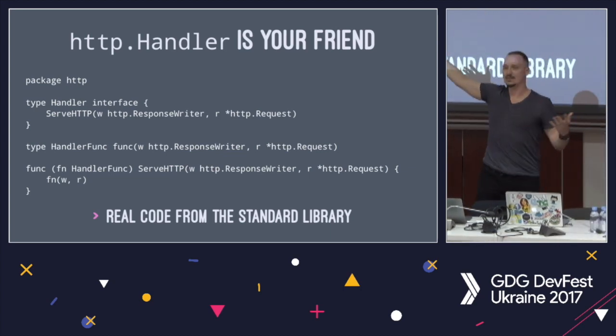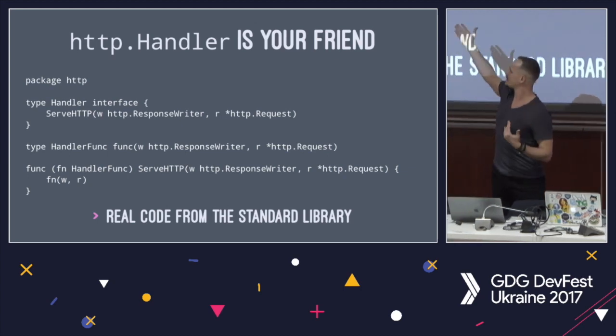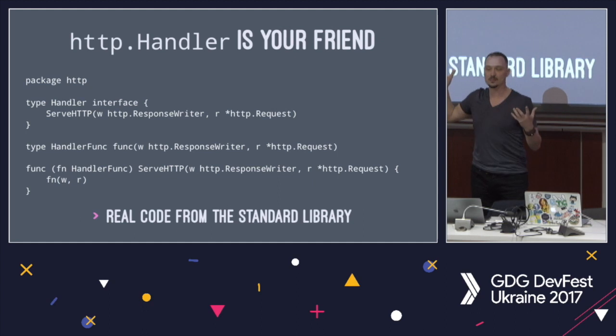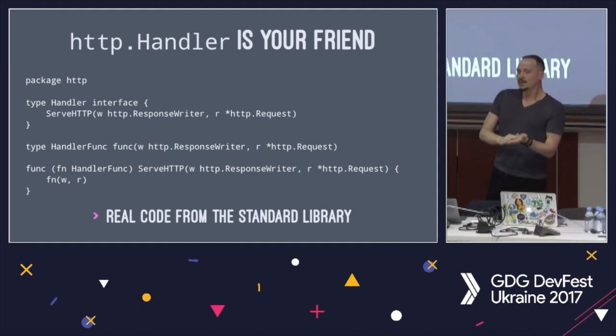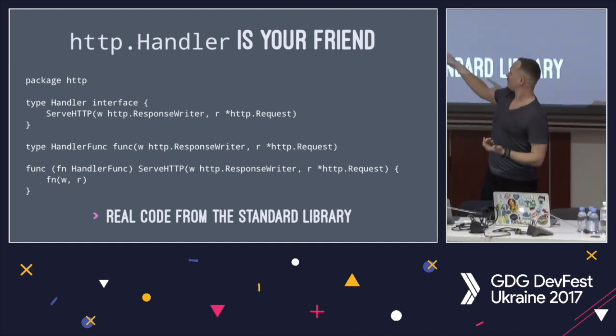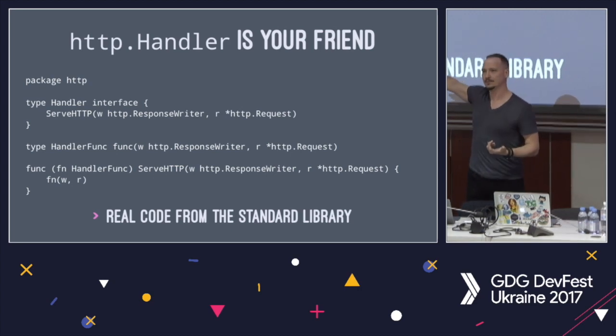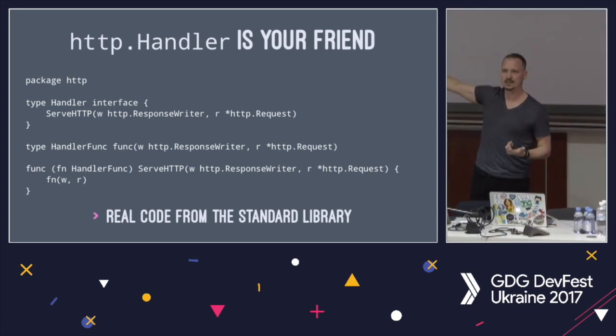So yes, you've probably seen this, but for anyone that hasn't, the top thing, the handler, describes just a single method, ServeHTTP. And then we have this HandlerFunc type here, which is another type, but it's based on a function. And then that function implements the method, since it matches, and it just calls itself.